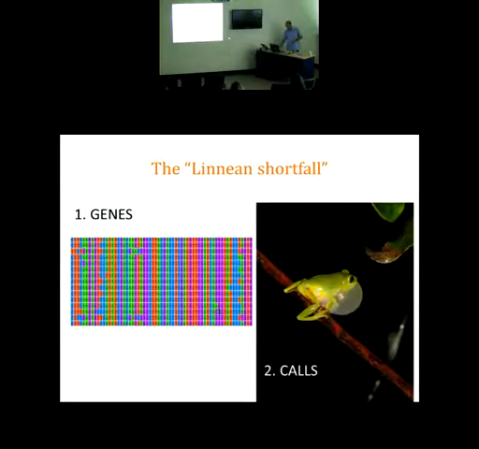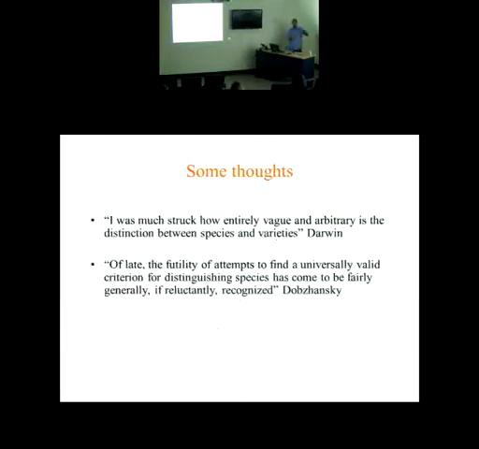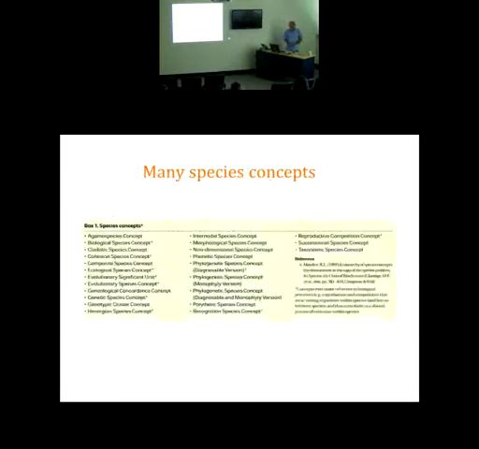And of course, this is because there's been a long and unresolved debate about what species are, from the time of Darwin himself, who said he was struck by how entirely vague and arbitrary the whole distinction between species and varieties was. Dobzhansky, who pioneered the idea of the biological species concept, himself ranted about the futility of finding this universally valid criterion, and as a consequence, a shopping list of species concepts, some of which I actually heard for the first time when I saw this table.